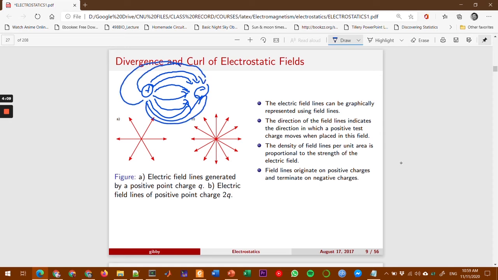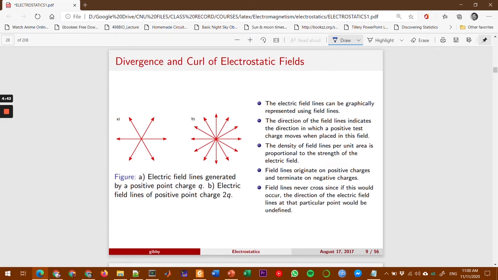And the catch is, ang mga field lines, sorry for this, they never cross each other. Because if mag-cross here, then how will you define the electric field for this particular point, right? So nature has its way. Inani ang nature sa imong field lines. They never cross because it's a field and each point in space is uniquely defined. So field lines never cross. If this would occur, the direction of the electric field lines at that particular point would be undefined, so really is not defined.